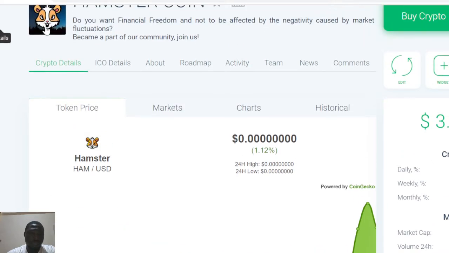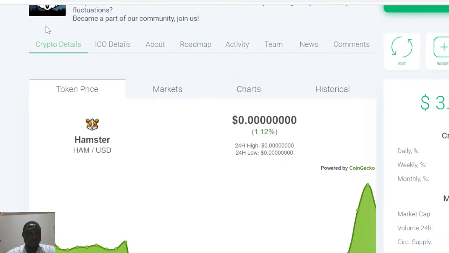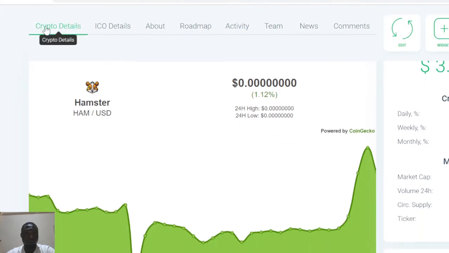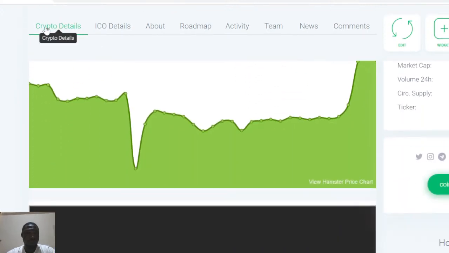Let's get an understanding of what the project is actually all about. You can see it here, the ARM/USDT. You can see what it is currently, 0.0000. This is what it was in the market in the last 24 hours on CoinDeco.